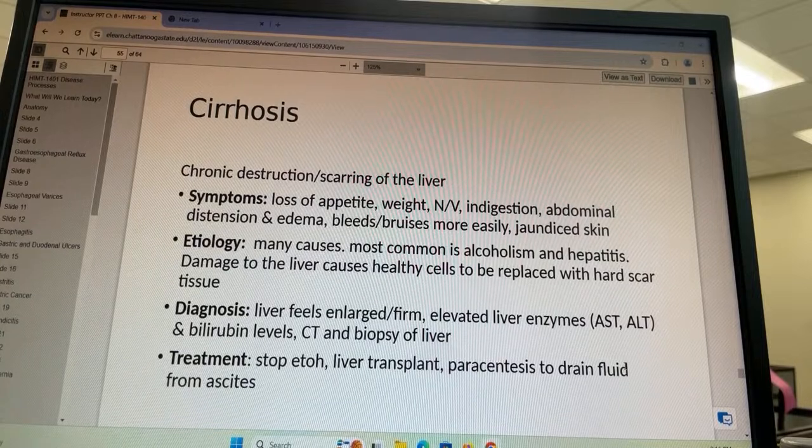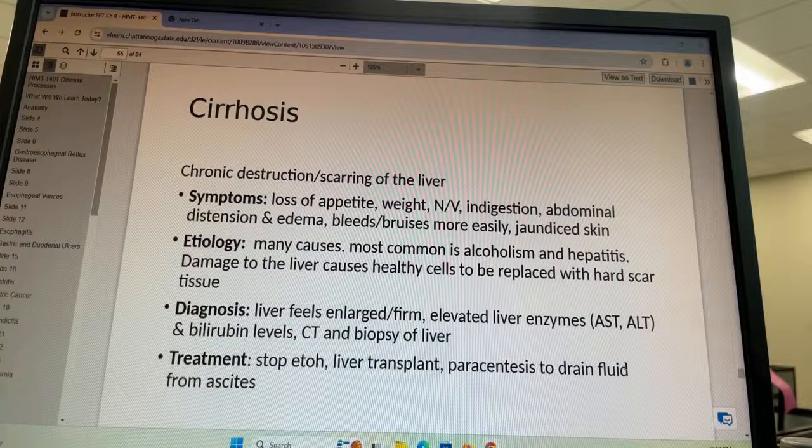The elevated liver enzymes, remember, these keep coming back. AST and ALT are enzymes that the liver releases when it's in distress. It's kind of like waving a flag: help me, I'm in distress. So those will be elevated any time there's a liver disorder, whether it be cirrhosis or hepatitis or anything going on with the liver.